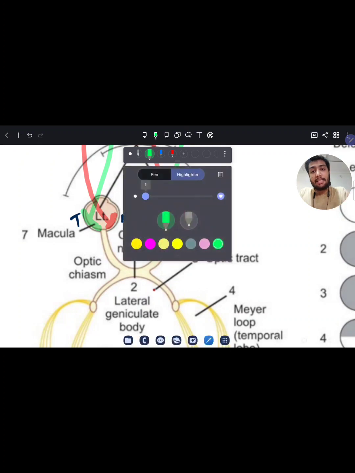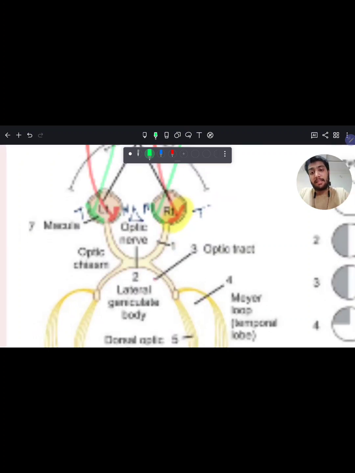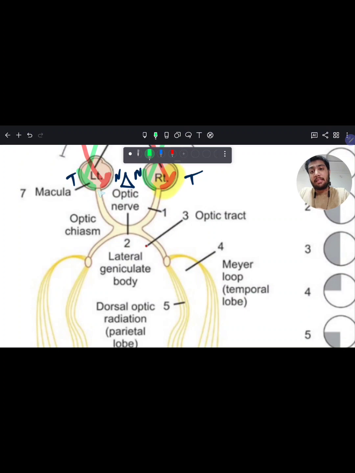All right, so let's see with this diagram here that the temporal fibers of the left eye are not going to cross. The temporal fibers of the right eye are not going to cross, but it is only the nasal fibers here. The fiber from the left nasal fiber is going to cross like this and go to the right side. Here on the right eye, the right nasal fibers are going to cross and go towards the left side.